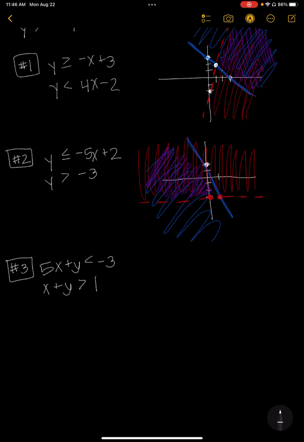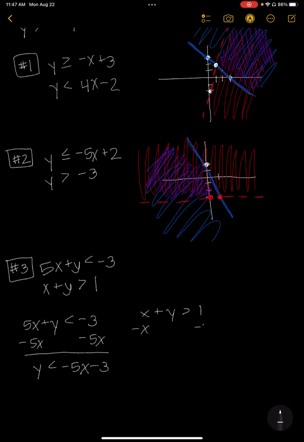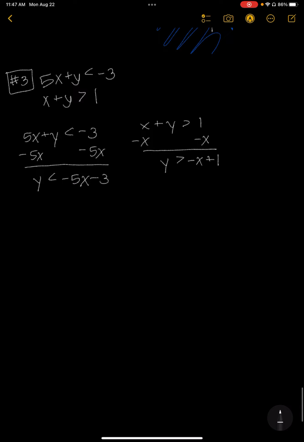So let's take this top one, which is 5x plus y is less than negative 3. I want to solve that for y, so I'm going to subtract 5x from each side. And I end up with y is less than negative 5x minus 3. All right, and then let's do x plus y is greater than 1. I want to get the y by itself, so I've got to move the x. I'm going to subtract the x from each side. So I get y is greater than negative x plus 1. All right, so those are my two equations that I want to graph.